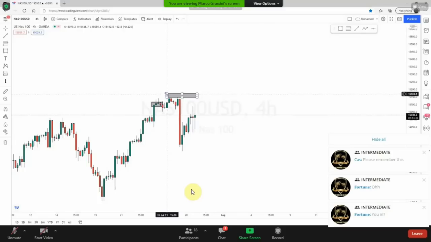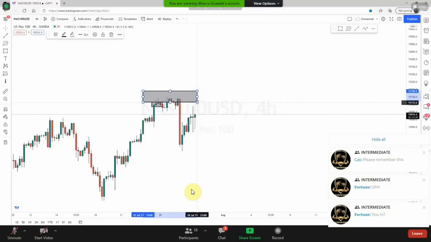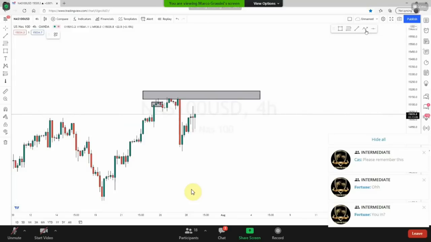Because everybody who was trying to get in obviously has their stops just above there. So we can definitely see price probably coming into this level, but then making a decision as they build liquidity and push price higher. Yeah, and Nas always does that, eh?